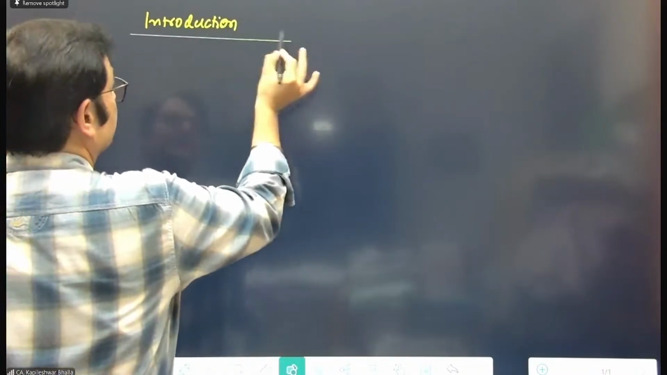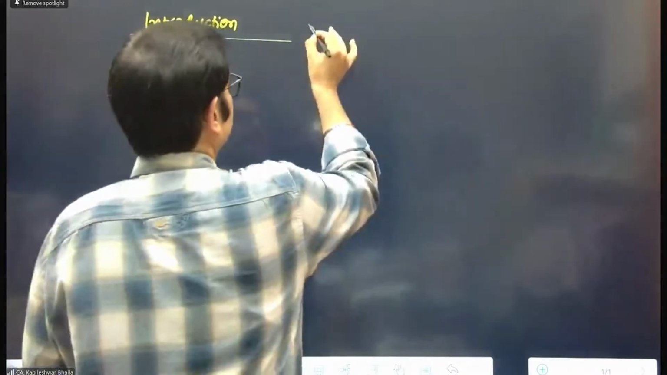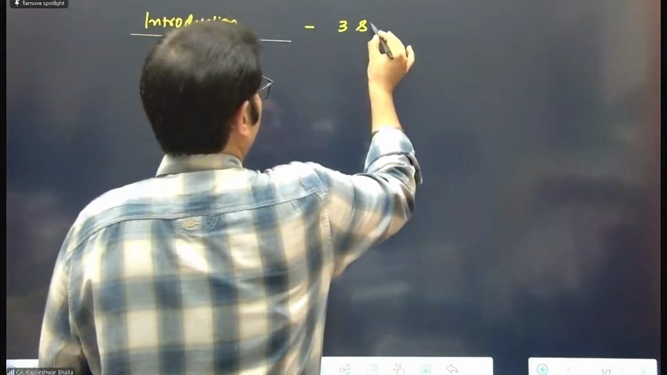So this is the first initial introduction, and that is based on a three-step model. I'm just putting that as an introduction to the entire set of consolidation standards. And for this, again, we are putting a three-step model.